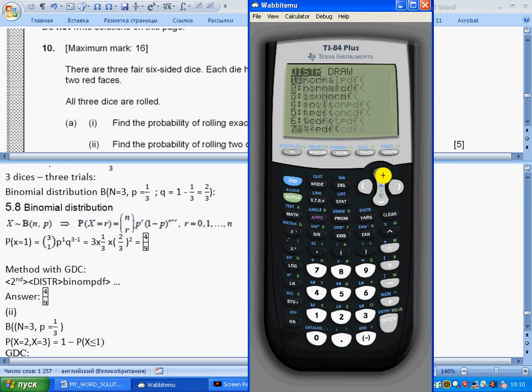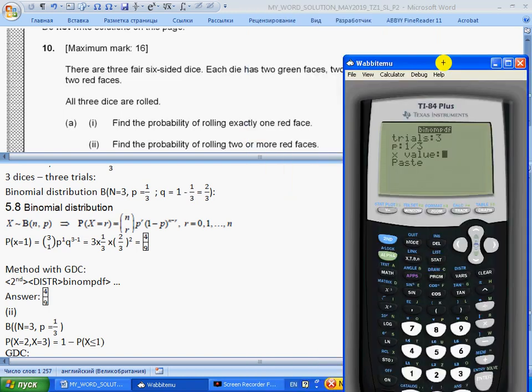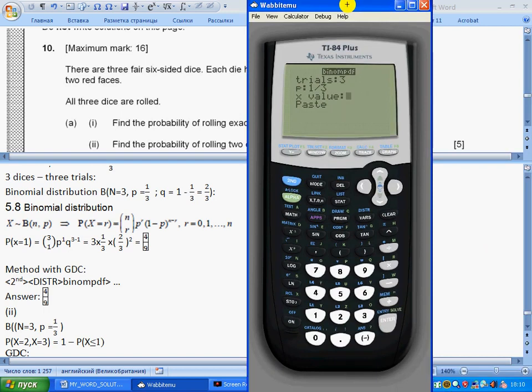Here we scroll to binomial probability distribution function, we press enter. Number of trials we have 3. Number of success is 1 divided by 3. Exactly one red is 1. Paste.